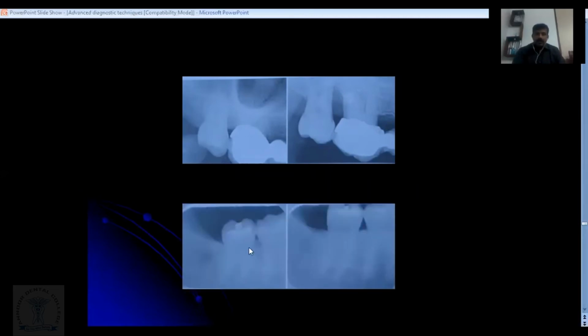Another thing, look at this. The proximal area is completely full, but when the angulation is changed, the same tooth, look at this. So there should not be any elongation or shortening. It should all be taken in the same plane. That is a basic idea that we should have. When we take radiographs, you should always take them in a reproducible plane with correct angulation.